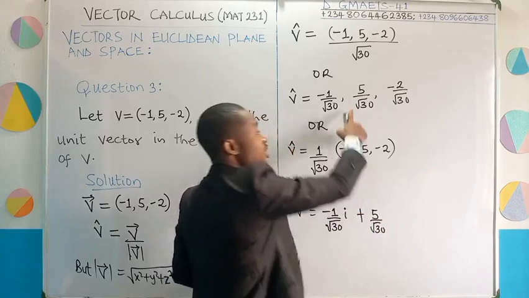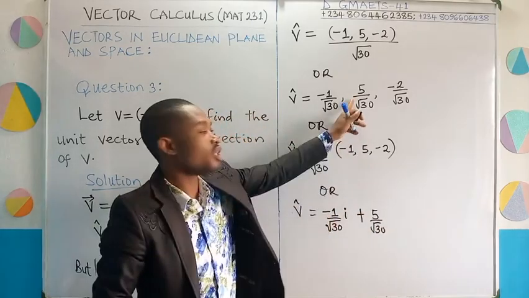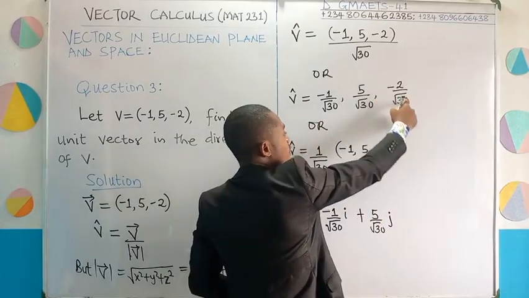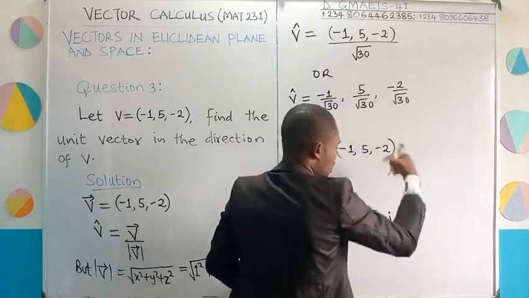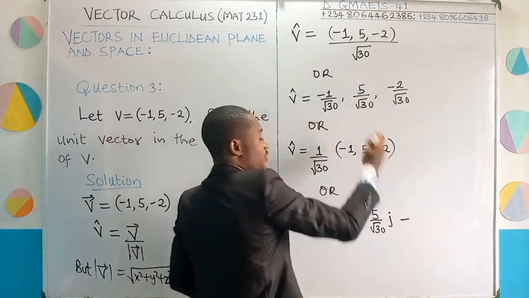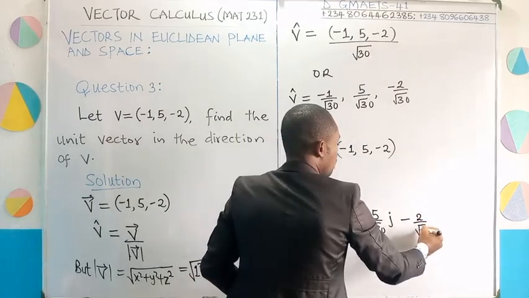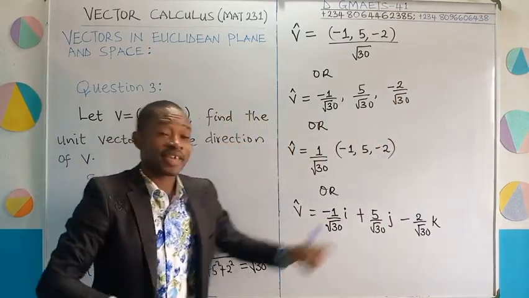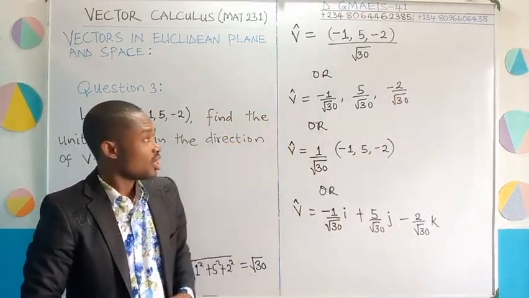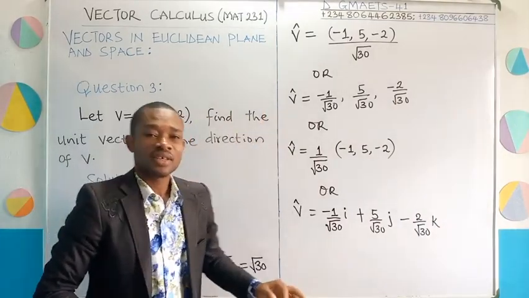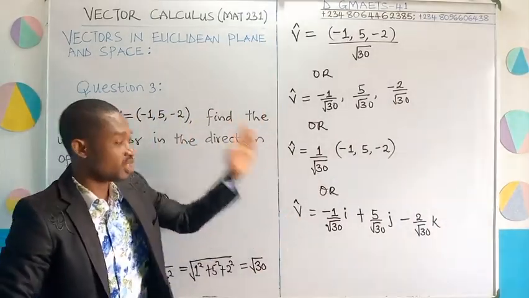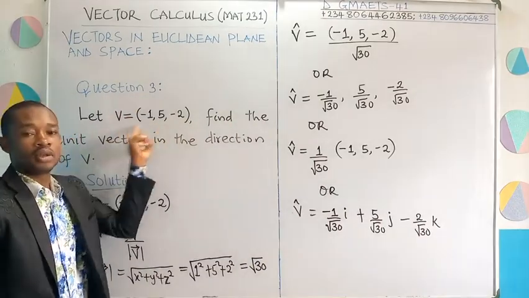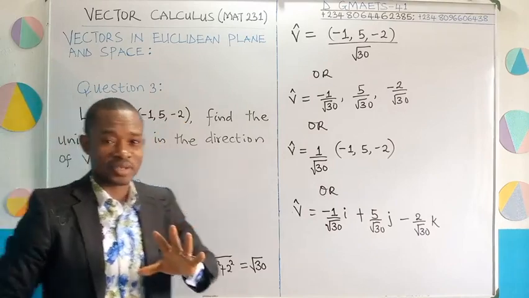This time around, this is the y value. And the unit vector in y direction is j. And then finally, this is minus 2 over root 30. So this is plus minus. Of course, the minus will come in. 2 over root 30, which will be multiplied by k, because this is the z value. And k is the unit vector in z direction. So these are various ways that this answer can be presented. Each of this is the unit vector in the direction of this given position vector. Quite simple, right?